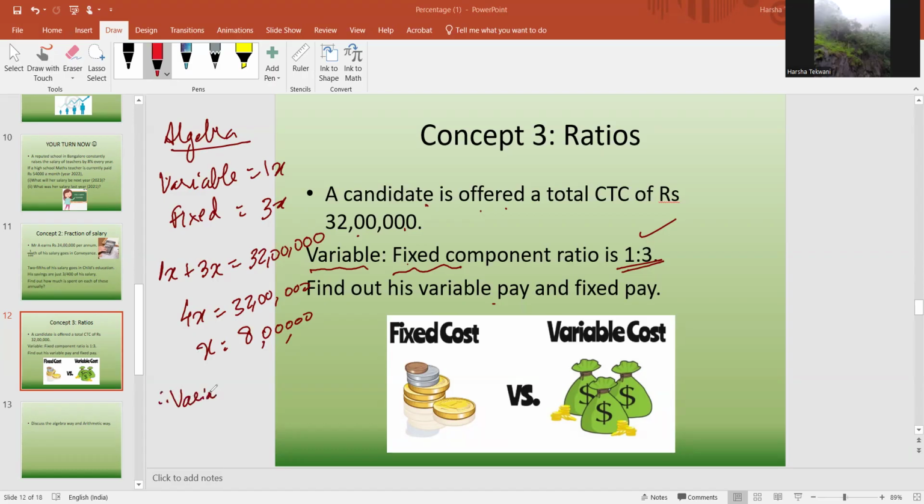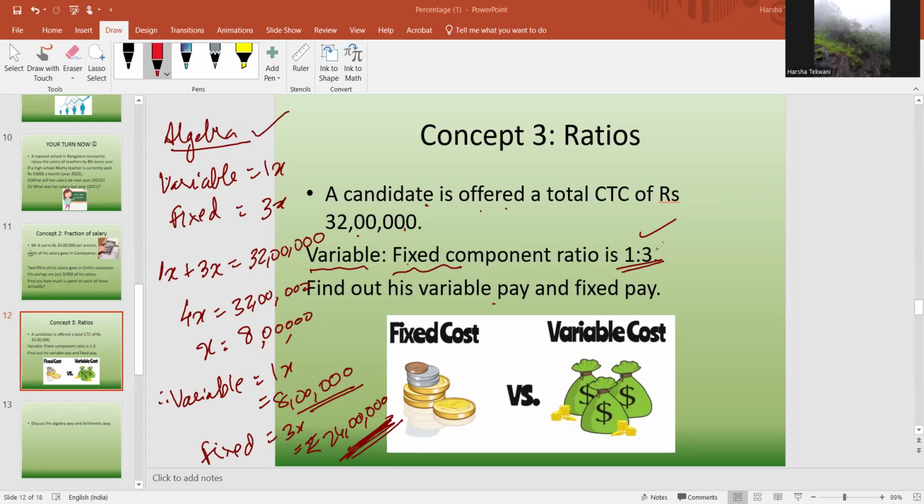Now let's go back and calculate. Variable is 1x, so 1 into 8 lakh. 8 lakh is his variable component and fixed component is 3x, 3 into 8 lakh, 24 lakh. So if the candidate is offered this, he knows that his fixed component, take home annual income, will be 24 lakh and variable component is about 8 lakh. So one method was algebra.